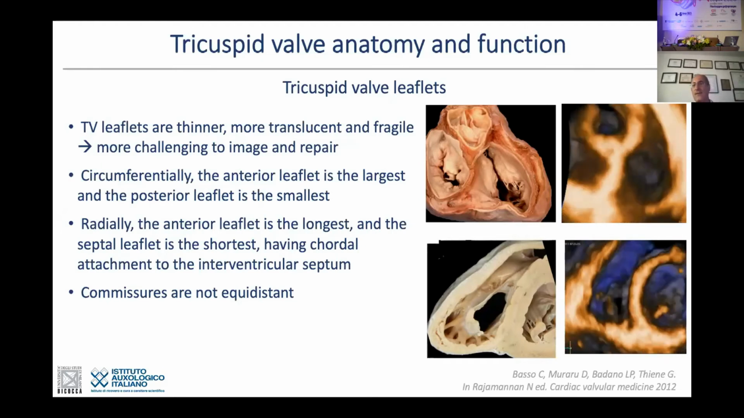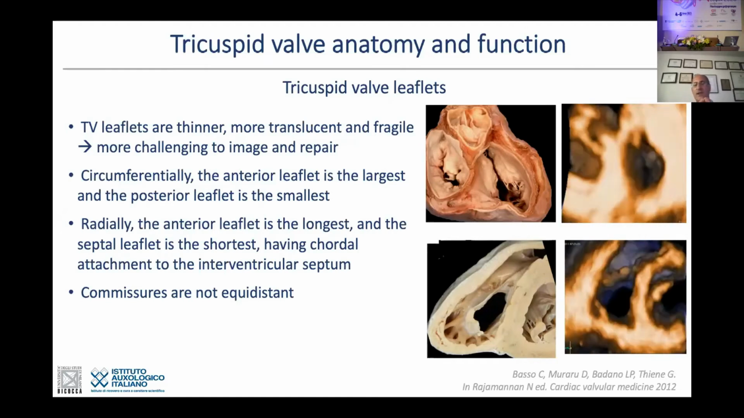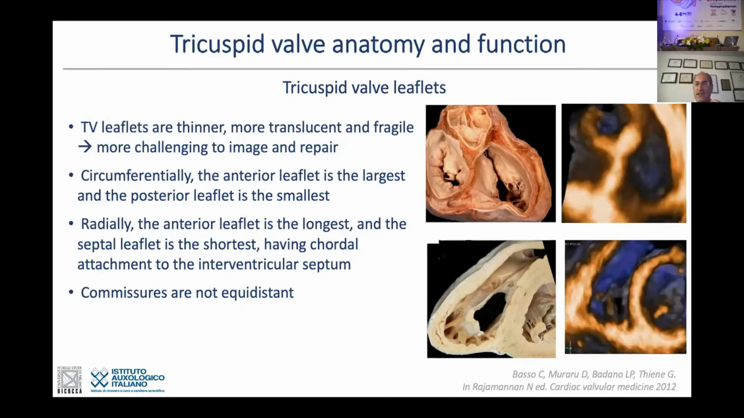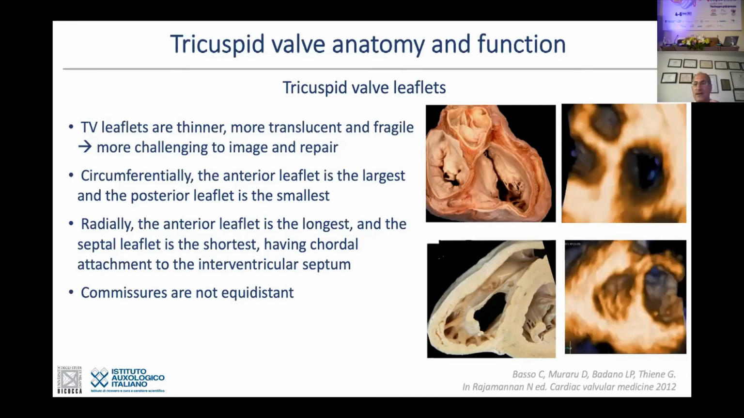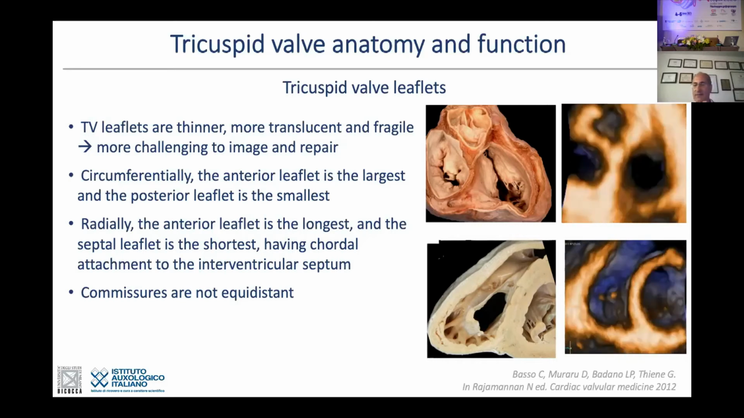And once again, if we compare the 3D volume rendered images with the anatomical specimen provided by our pathologists, you see that it's quite similar, with the big difference that with 3D we look at the valve in the beating heart.